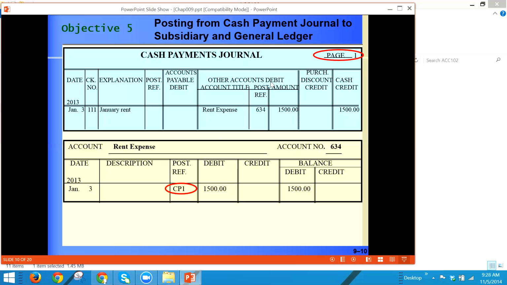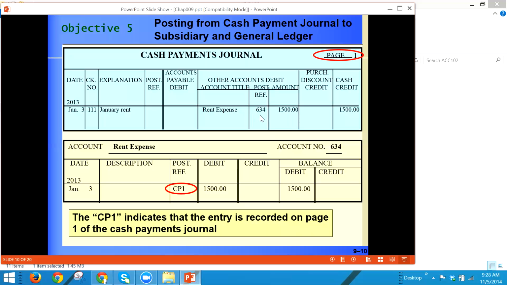Debit, other accounts are being debited that are under here. So we're going to debit rent expense, debit 1,500. The balance, since there was no beginning balance, is now 1,500. And do you see where the 634, the account number itself for rent expense, then gets put up into the cash payments journal to complete the circle?